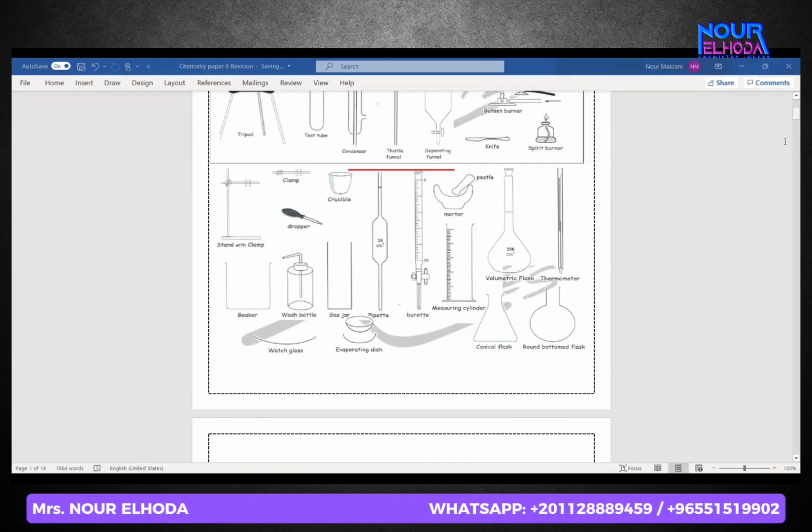What's the most used apparatus in labs? All these we use in the lab. All these we are going to take in the past papers. All these we are going to use in the experiments next class. For all of them, they are very important.